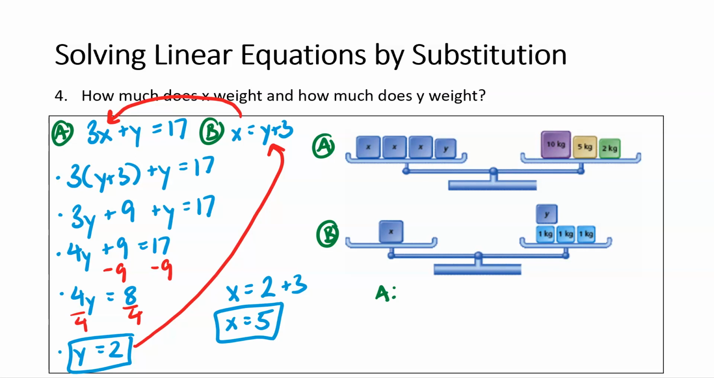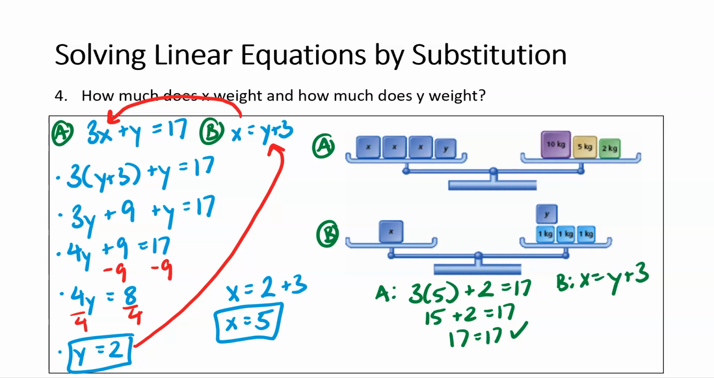A was 3x plus y equals 17. So 3 times x plus y equals 17. 3 times 5 is 15, plus 2 equals 17. 15 plus 2 is 17. That equals 17. Perfect. Testing B. X equals y plus 3. X is 5, we said. Does that equal a y of 2 plus 3? 5 equals 5. Yep, that works.